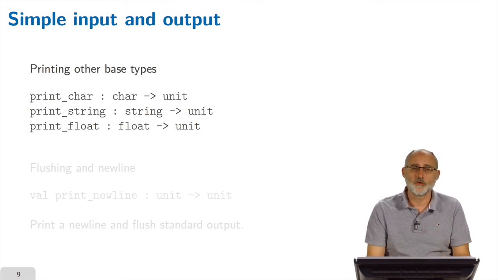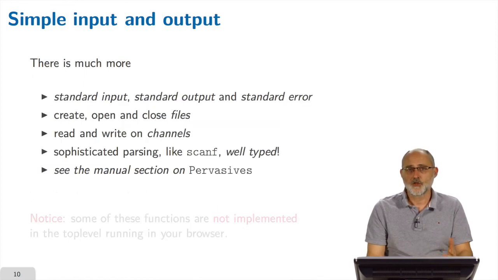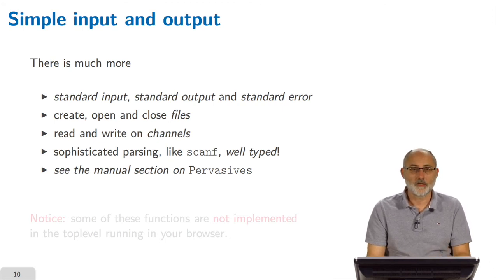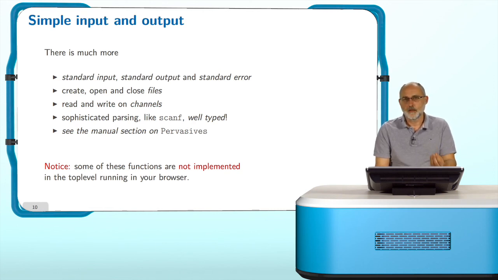Well, of course, when we are starting to do input and output, there are many other base types that can be printed. So you have functions for printing characters, strings, floating points. You have functions for printing a new line, flushing the standard output. And there is much, much more available. So you can manipulate standard input, standard output, standard error, create, open, close files, read on channels, perform sophisticated operations like scanf, and this is beautiful in this language. Scanf, unlike what happens in C, is really well typed. And I do recommend that you look at the manual section on Stdlib to get an idea of this kind of function. But a word of warning: some of these functions make no sense when you are running them inside the browser, like the exercise environment we are providing to you, and so they are not implemented in the top level running in your browser. You should just stick to printing and reading lines.